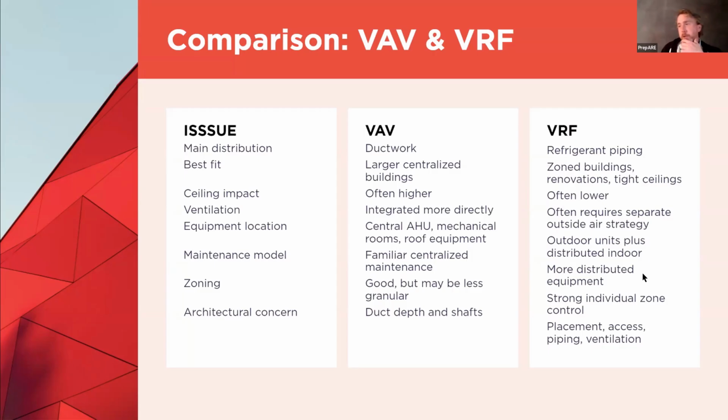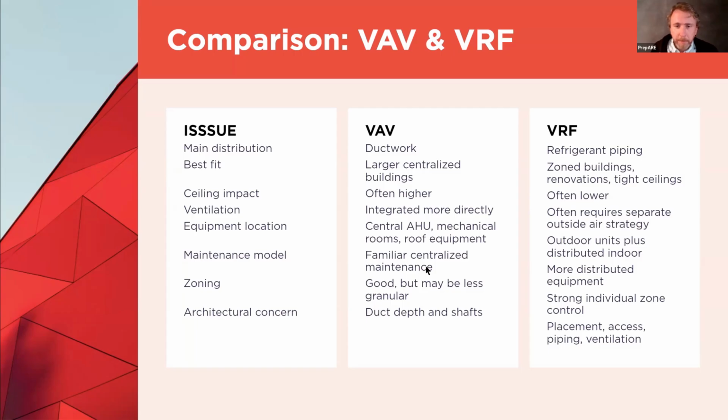VAV is great for larger buildings with centralized service needs. VRF is great for renovations and tight ceilings. The VAV ceiling basically needs a deeper plenum space from your structure above to your ceiling. VRF needs a shallower one. We have ventilation. VAV does the ventilation too because it pulls in outside air, where VRF doesn't. VAV is centralized where VRF can be distributed.